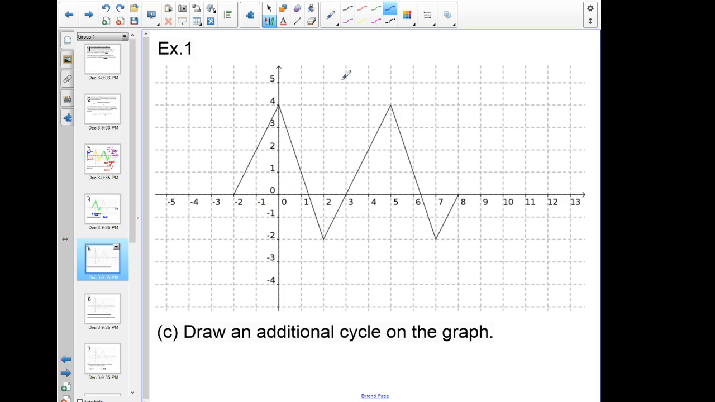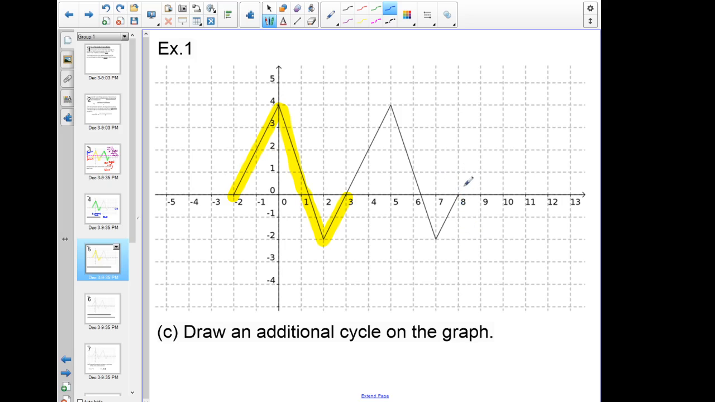Now that I've got an idea of where a cycle is, and again, I'm just going to keep that very prominent. So there is one cycle, and then it says to draw an additional cycle on the graph. Now, since we know that the period is 5 units, if we take a look at the graph as it stands, my x-axis from -2 only goes to -5. But if I need 5 units, I need to go back to -7. So it's not visible there. From 8, if I add 5 units, that takes me to 13. Oh, that's going to fit just fine.